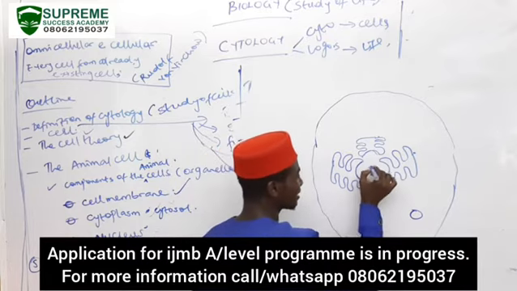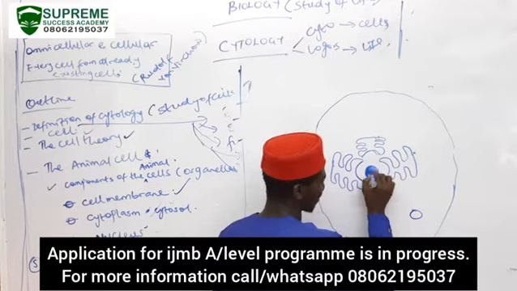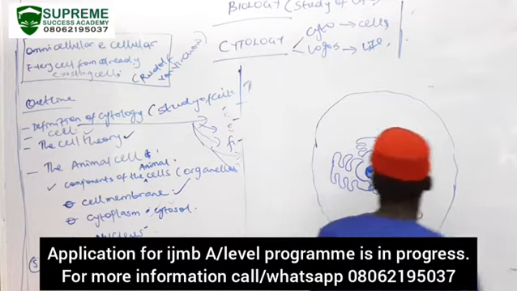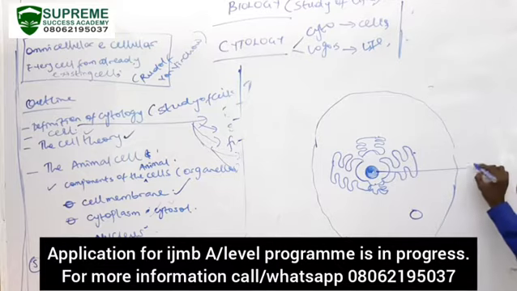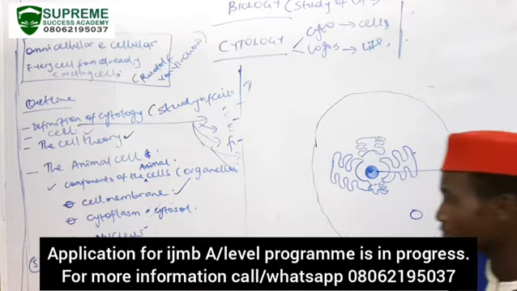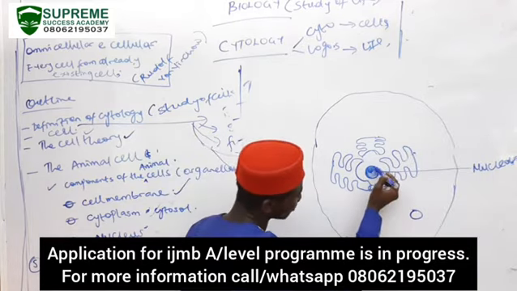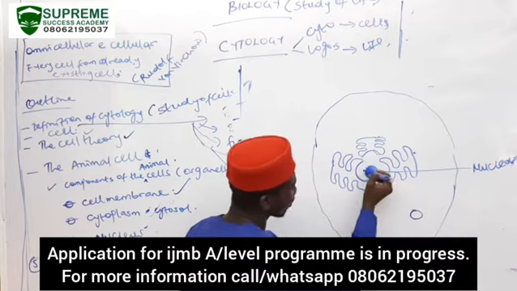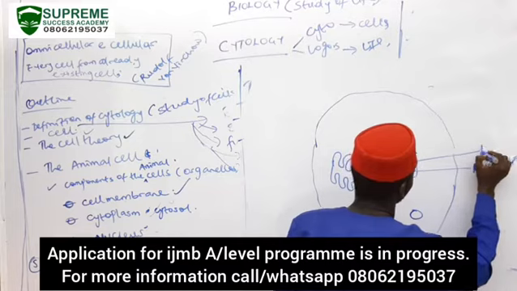Then looking at the internal portion, there is a thickened area inside of the cell. This thickened portion is what we refer to as the nucleus. Please, candidates tend to make a mistake between the nucleus and the nucleolus. This shaded portion is the nucleolus, but this portion inside here is the nucleus.